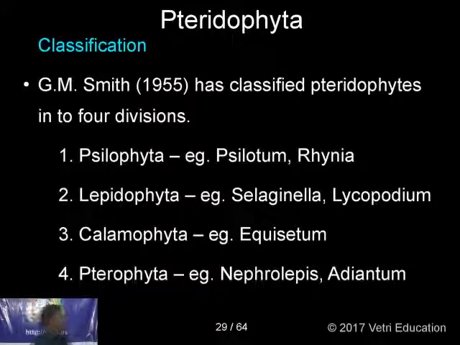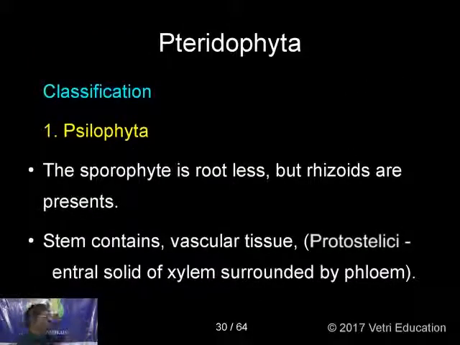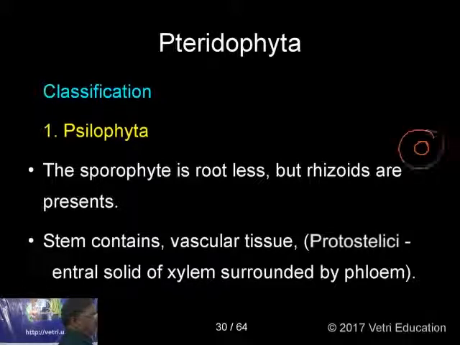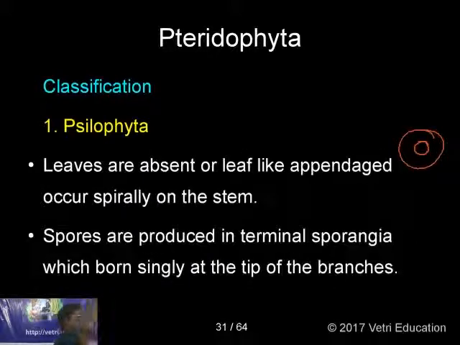We see the first one, Xylophyta. The sporophyte is rootless, but rhizoids are present. The stem has the rhizoids so that it can absorb. The stem contains vascular tissue, that is a protostele. I will tell you later. It is a simple type of stele where you can find a group of cells of xylem surrounded by phloem. This is called a protostele. A central solid of xylem surrounded by phloem is called the protoxylem, protostele.